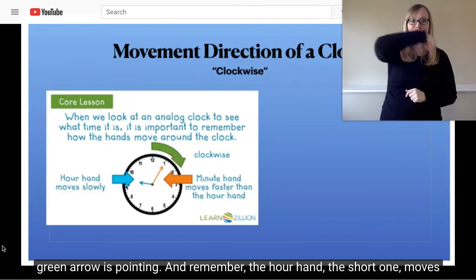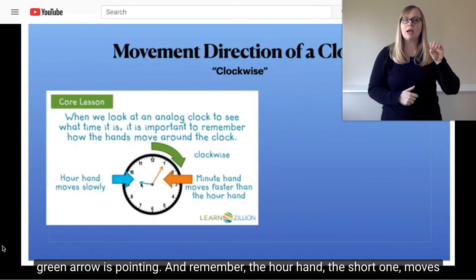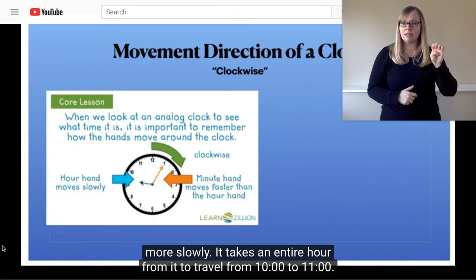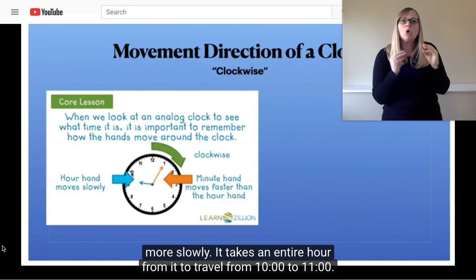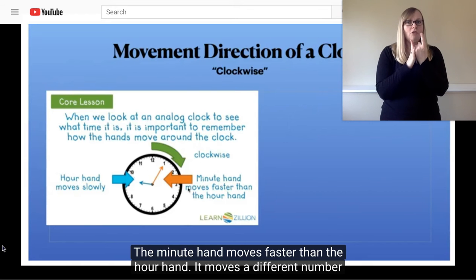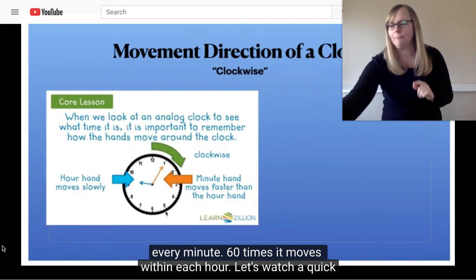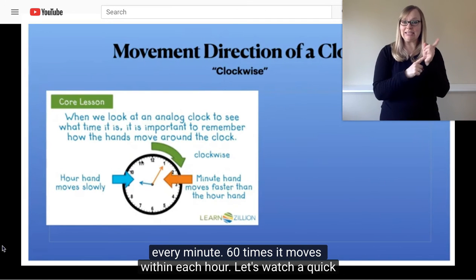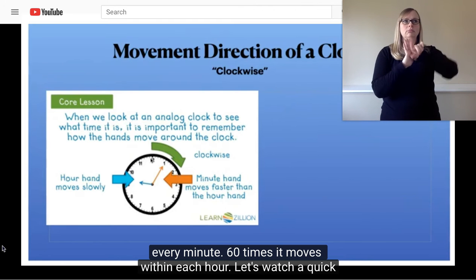And remember, the hour hand, the short one, moves more slowly. It takes an entire hour for it to travel from 10 to 11. The minute hand moves faster than the hour hand. It moves a different number every minute. It moves 60 times within each hour.